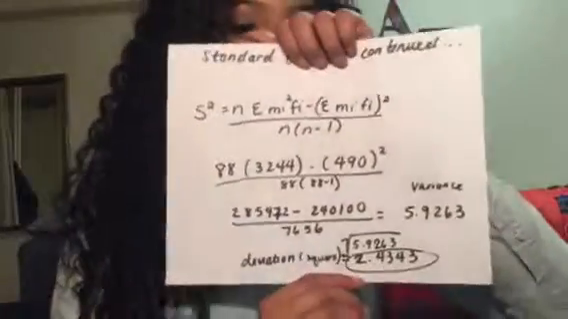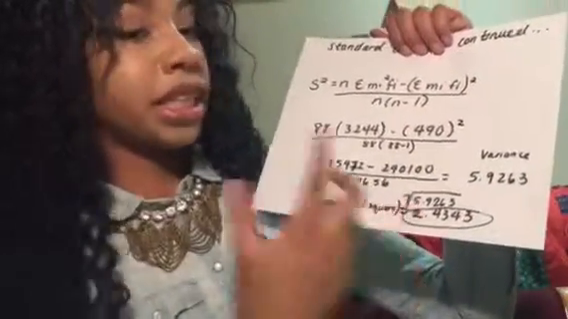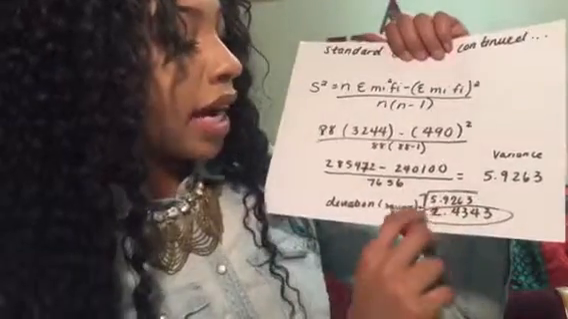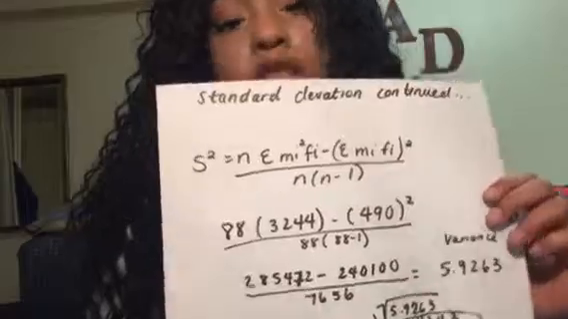So you aren't done just yet. You want to square root it to get the deviation. So once you square root it, I got 2.4343. And that's how you find the standard deviation. So I just taught you how to find the mean, variance, and standard deviation.